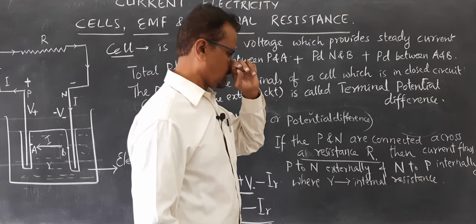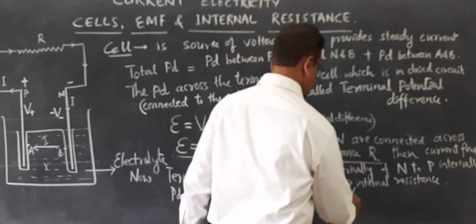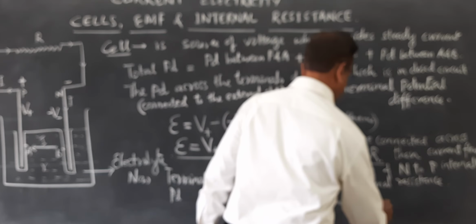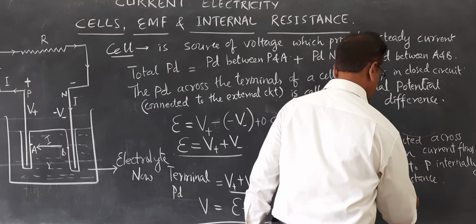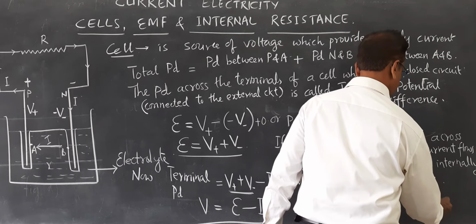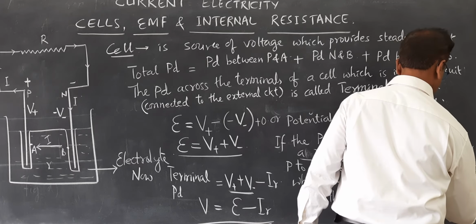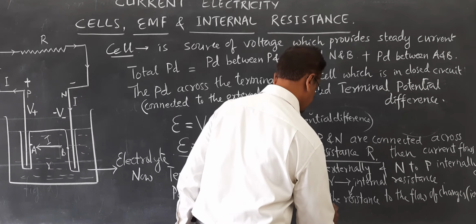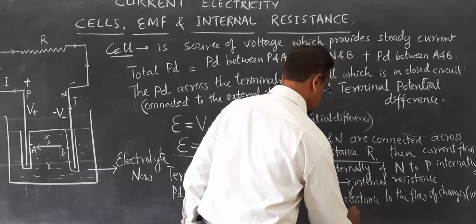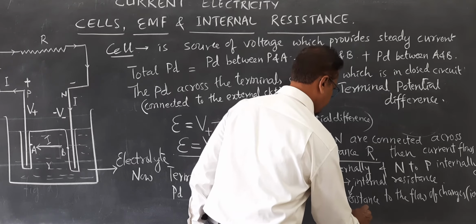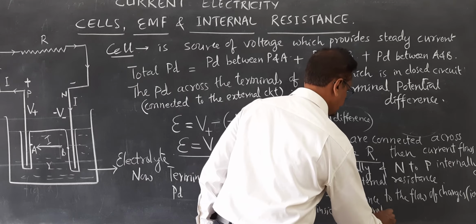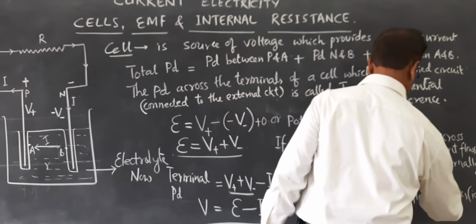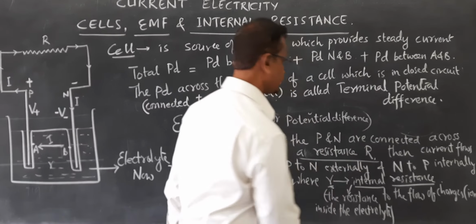Right. Now what is internal resistance? You can just write: the resistance to the flow of charges or ions inside the electrolyte is called internal resistance. It is always denoted by small r.